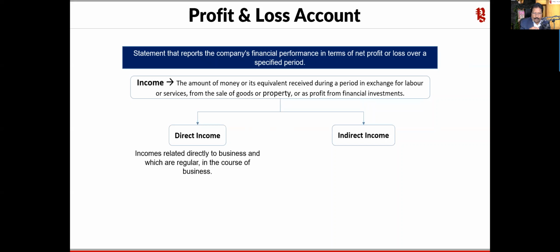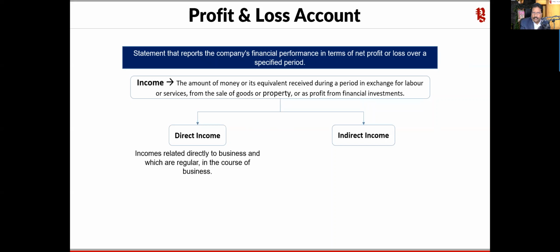and those incomes which are regular in nature. For example, I am dealing in consumer durable products, right? Let's assume that I am a trader trading in consumer durable products. So what am I going to do? I am going to buy those products from the manufacturer or from the distributor or from the wholesaler, and then I am going to sell these products. So this is going to be the main activity of my business, and this is the income that I would be earning on a regular basis, right?